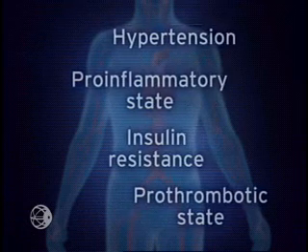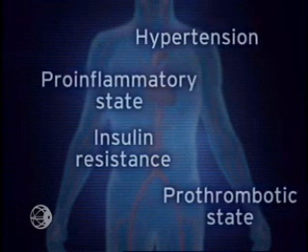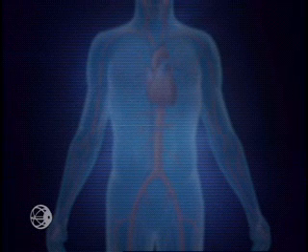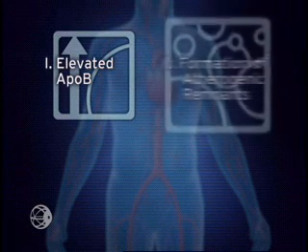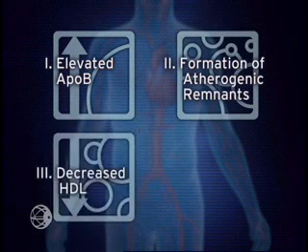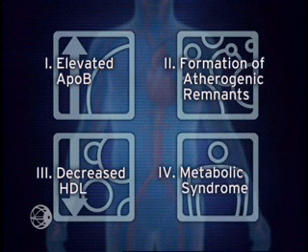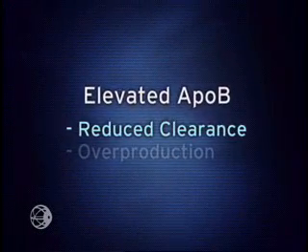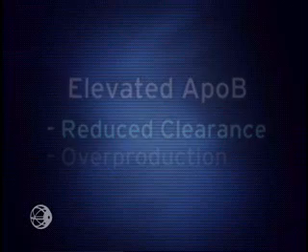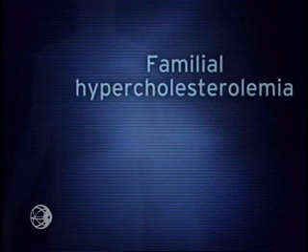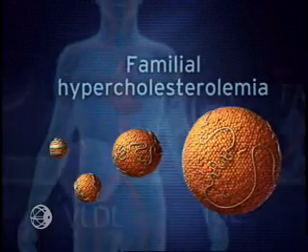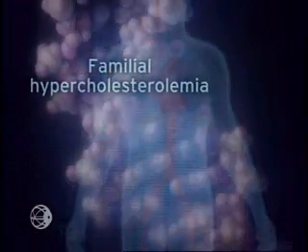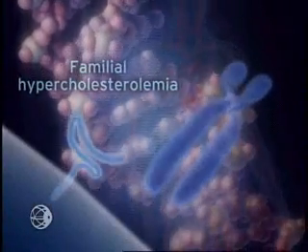Now, let's take a look at the origins of dyslipoproteinemias associated with premature cardiovascular disease. These origins may be divided into four categories: elevated ApoB, formation of atherogenic remnants, decreased HDL, and the metabolic syndrome. One cause of atherosclerosis is reduced clearance of ApoB particles, primarily in the liver. In the classic example, familial hypercholesterolemia, lipoprotein particles and their lipolytic pathways are normal. However, severe elevation of ApoB occurs due to a genetic defect in the LDL receptor.